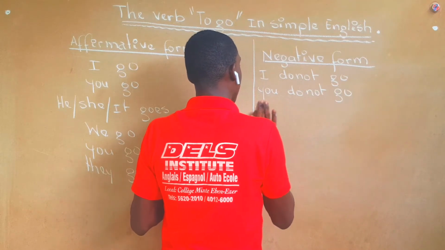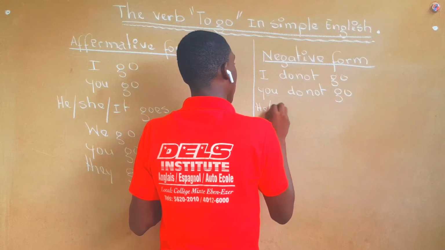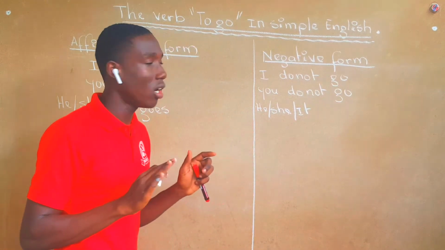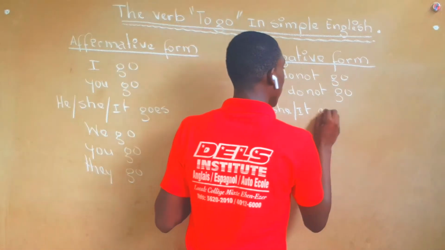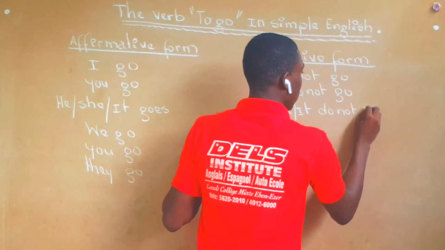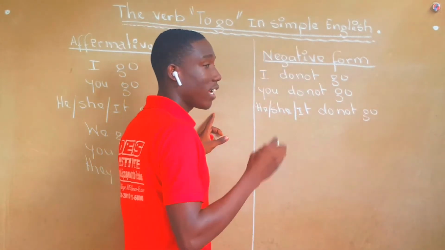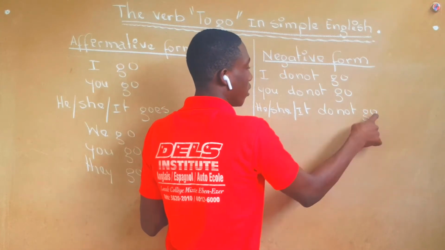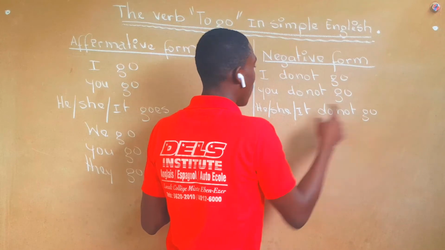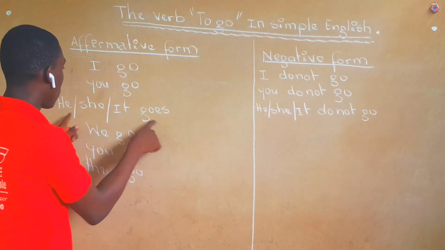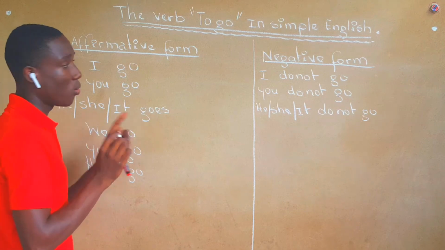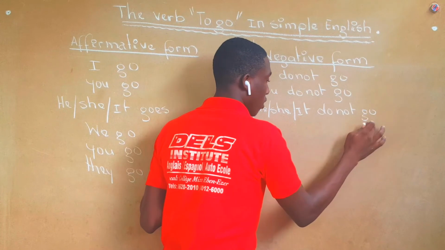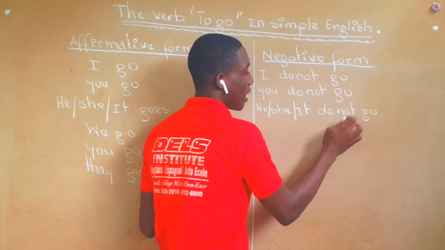For he and she, it, no, I say he do not go. The verb stays go. She do not go, it do not go. When we have negative form, I don't say he do not goes. No, it's not correct. It's he do not go.